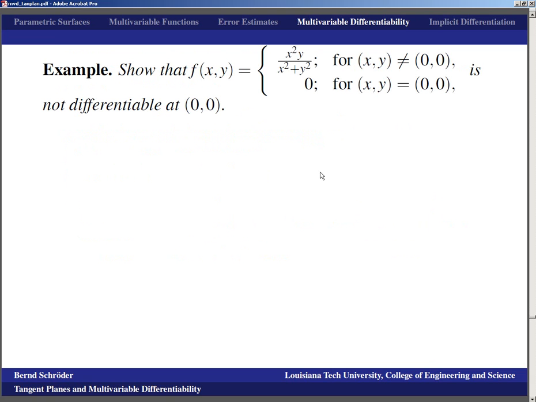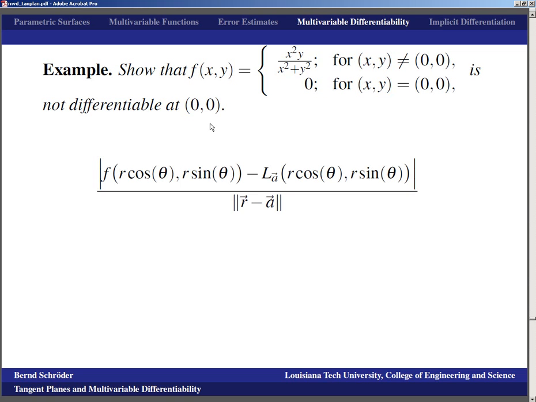As an example, let's take a look at this butterfly shape function that we had also analyzed, that had partial derivatives in all directions, but which we didn't think could fit a tangent plane that well. And so that was f of x y is x squared y over x squared plus y squared for x y not being 0, and 0 for x y being 0. We want to show that that is not differentiable at the origin.